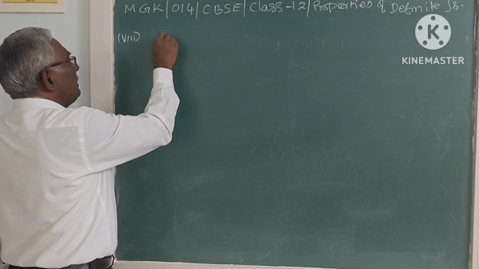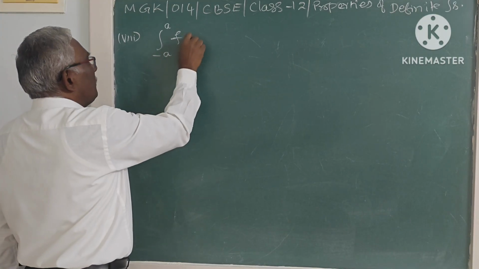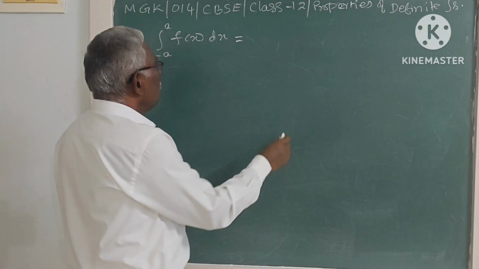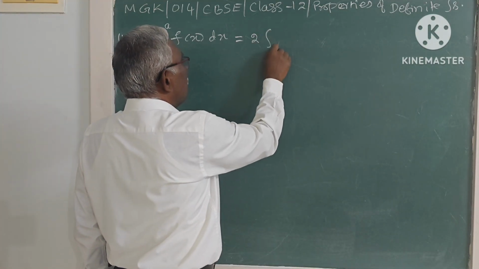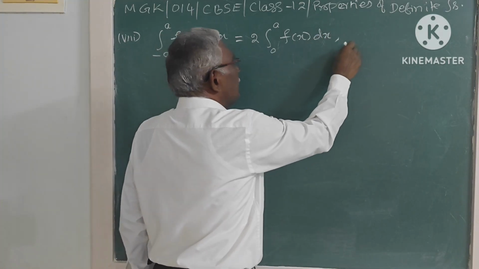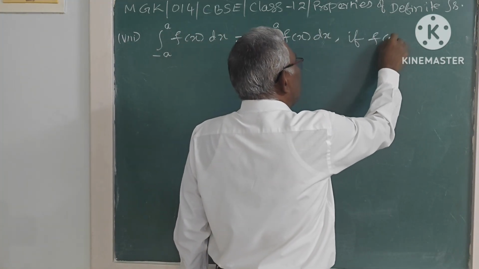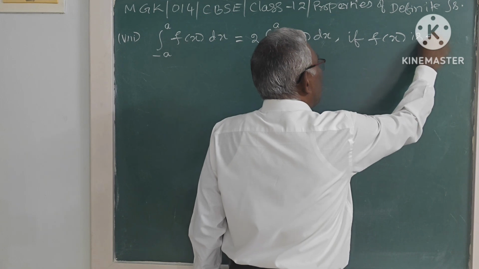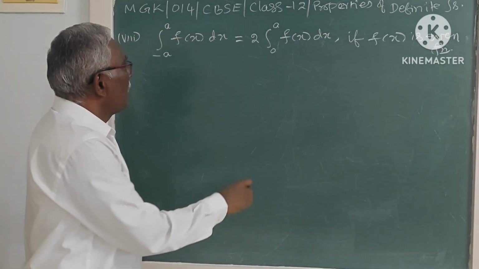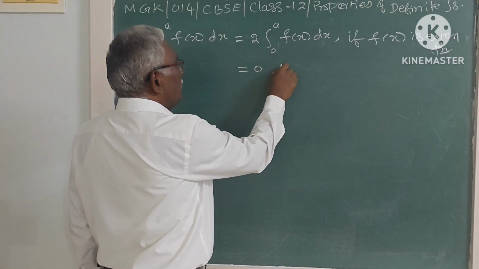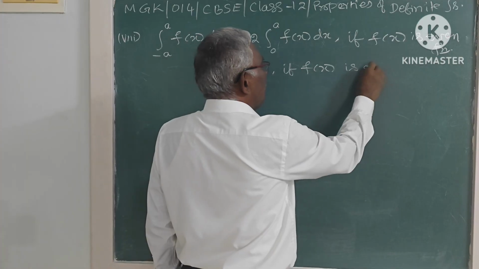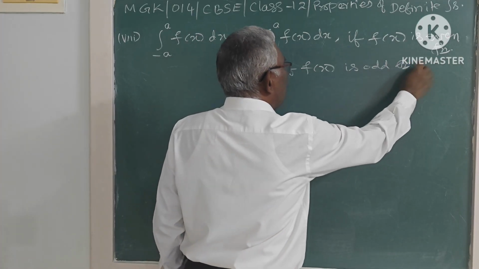Integral minus a to a f of x dx is equal to 2 times integral 0 to a f of x dx if f of x is an even function. This is equal to 0 if f of x is an odd function.